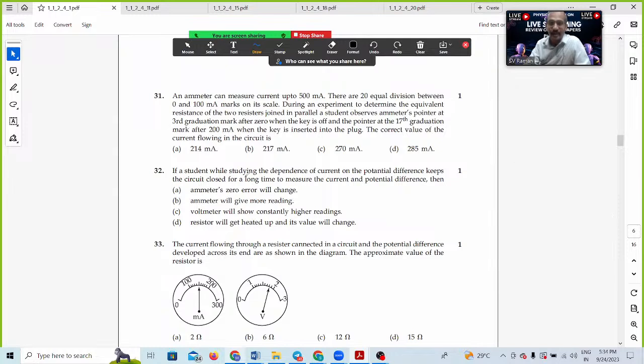If a student, while studying the dependence of current on the potential difference, keeps the circuit closed, he is doing the Ohm's law experiment. After a long time to measure the current and potential difference, option A, the ammeter's zero error will change. Option B, the ammeter will give more reading. Option C, the voltmeter will show constantly higher reading. And option D, the resistor will get heated up and its value will be changed.